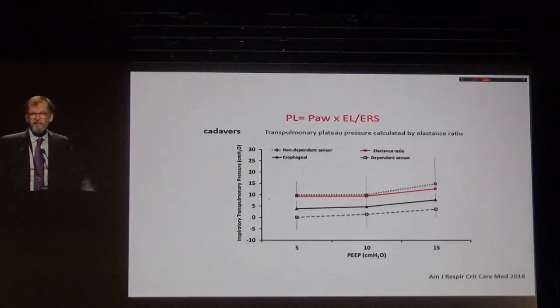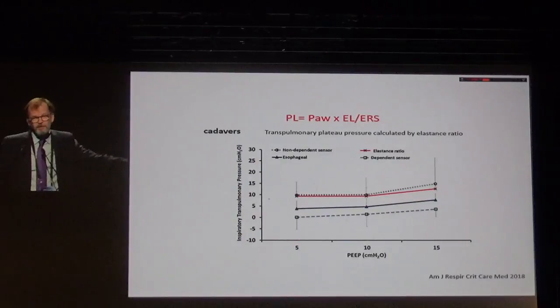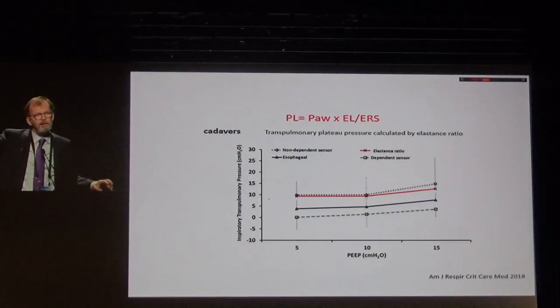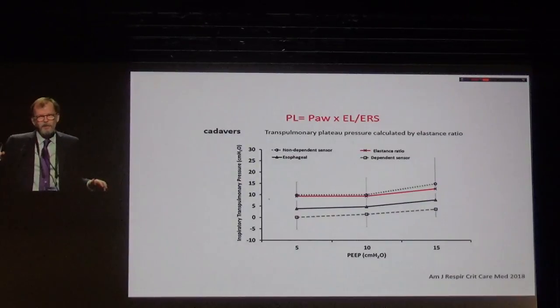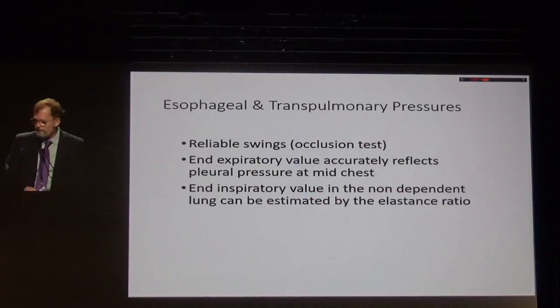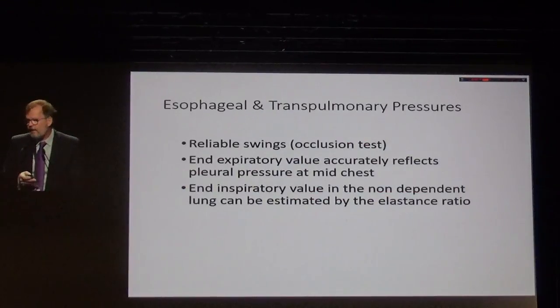Which is very interesting, because the non-dependent region is the region at higher risk of distension. So we may use the absolute value to titrate PEEP, because it makes sense, and we may use the calculation based on the elastance ratio to determine the safe threshold for inspiratory pressure. So in conclusion, I think that the esophageal and transpulmonary pressure gives very reliable values of the swings, if you do an occlusion test, gives very accurate values at end expiration but at mid-chest, and gives a very reasonable assumption of the end expiratory value in the non-dependent lung if you use the elastance ratio. Thank you very much.